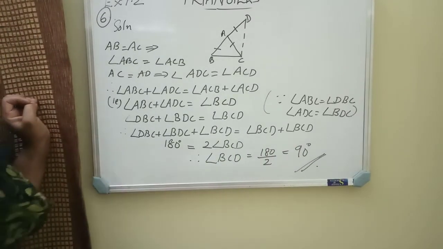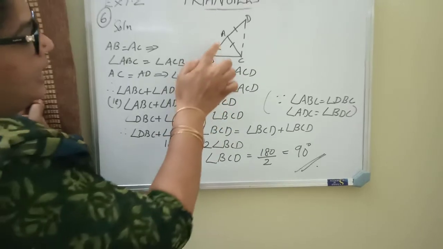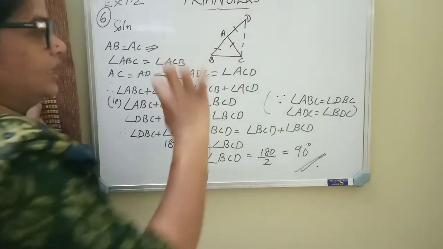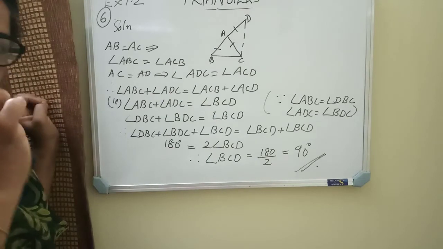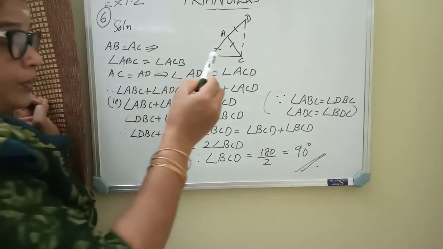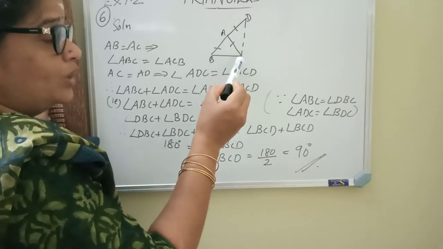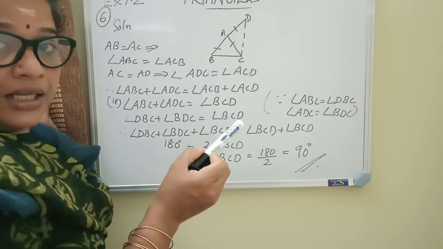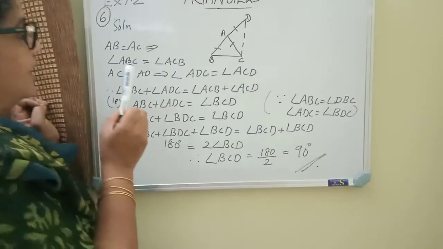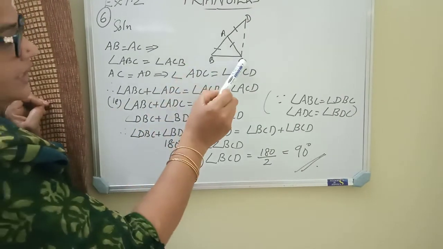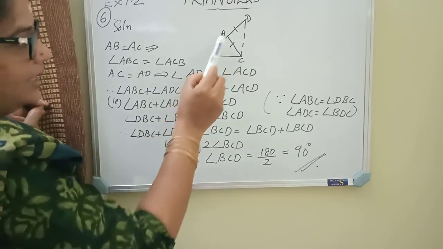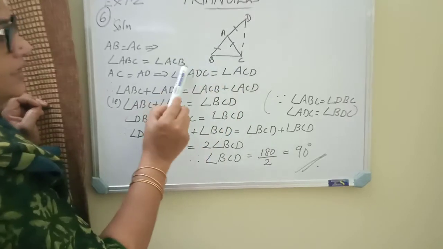For proving this, first you must see that, children, ABC is an isosceles triangle, AB equal to AC. So what does the isosceles triangle theorem say? Angles opposite to equal sides of an isosceles triangle are equal, isn't it? So AB equal to AC means the opposite angles, angle B equal to angle C. That is angle ABC is equal to angle ACB.